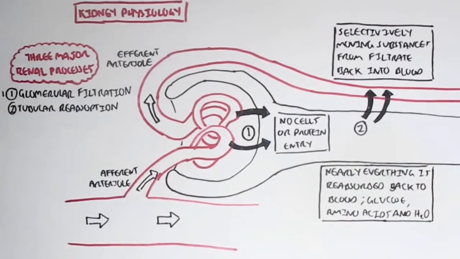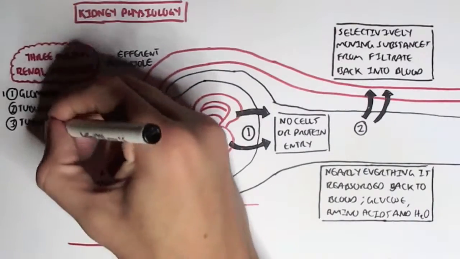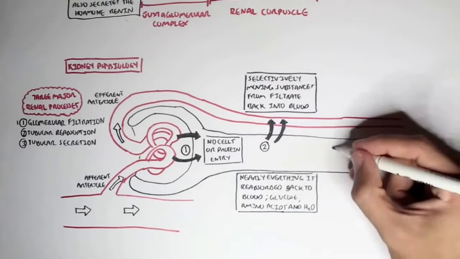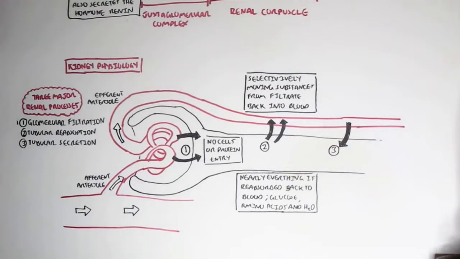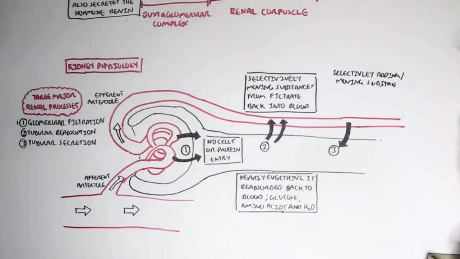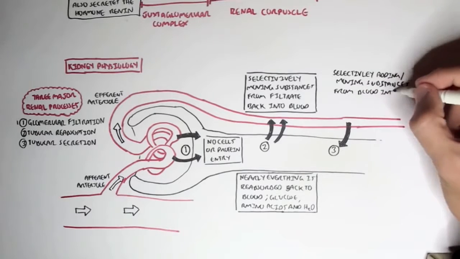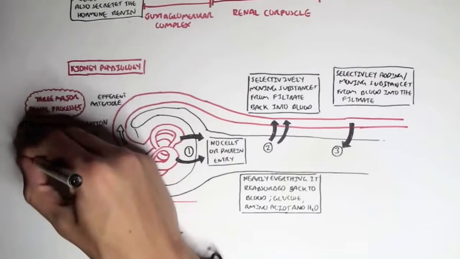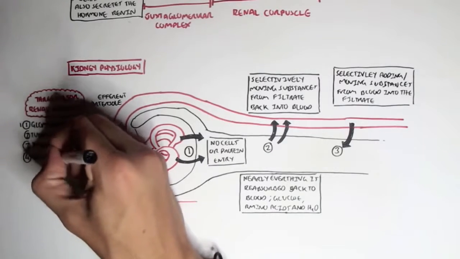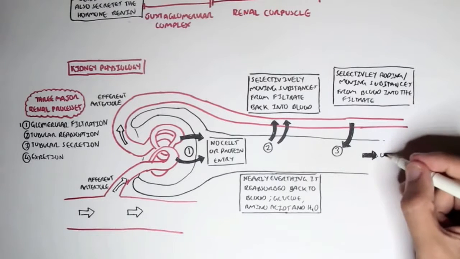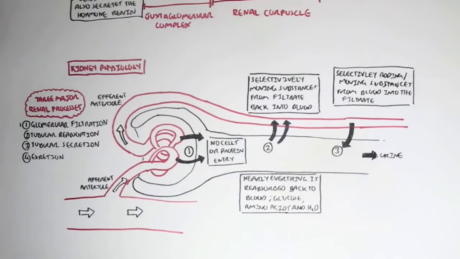Following reabsorption, we have number 3, tubular secretion. And this is when the body again selectively moves substances from the blood into the nephron, into the filtrate. So the opposite of reabsorption. The body just dumps substances from the blood into the nephron, which it doesn't need. And so whatever is left in the nephron from the filtration, reabsorption, and secretion, we have what we can call the fourth process, which is excretion, which is the urine leaving out.